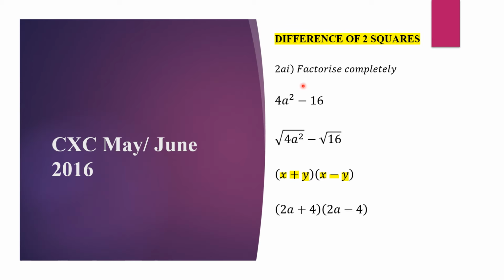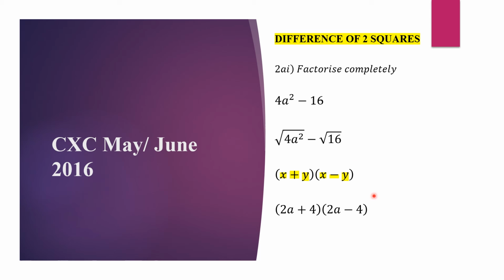Here's our first question, taken from the CXC May-June 2016. It's a difference of two squares, and the question reads, factorize completely 4a squared minus 16. The first thing that we will do is to find the square root of 4a squared and to find the square root of 16. So the square root of 4a squared is simple. It is 2a. And the square root of 16 is 4.